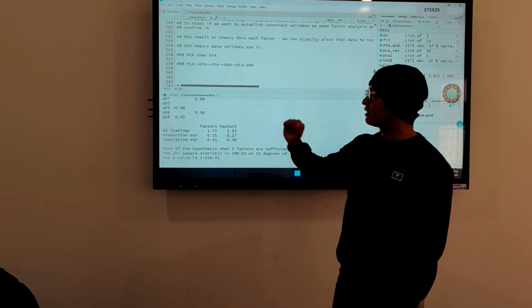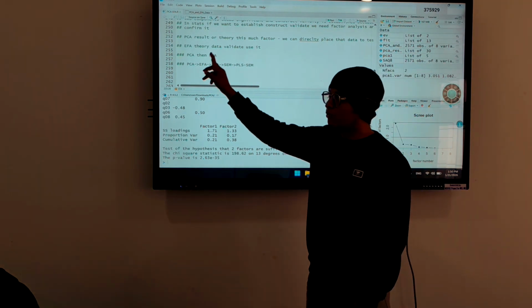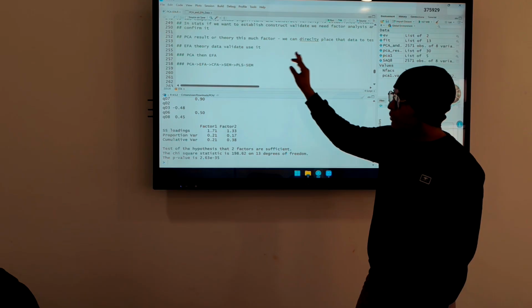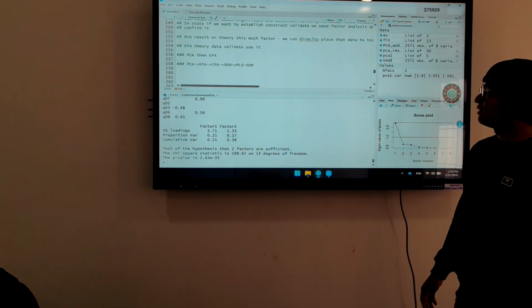PCA needs 100 data sets. If you are performing EFA, the data should have 200. So the EFA criterion is 200, CFA is 400. Likewise, you need to learn everything. Then you can understand PCA, EFA.